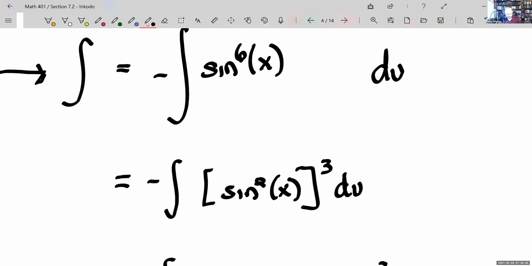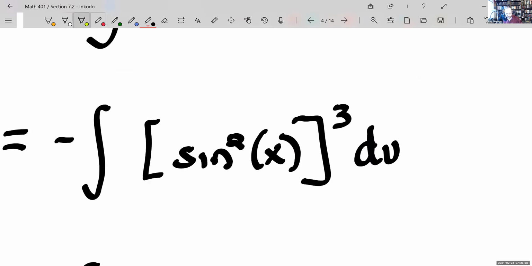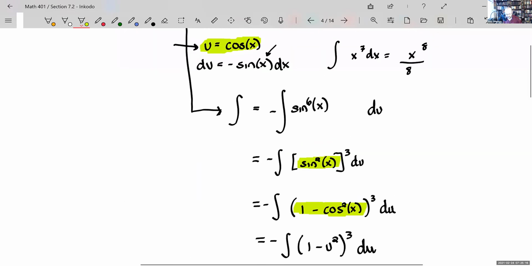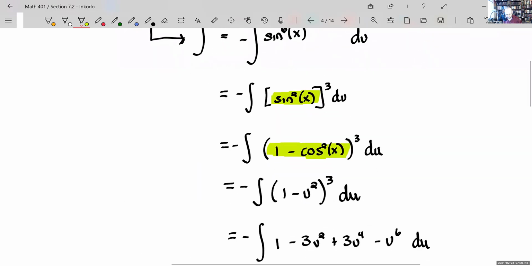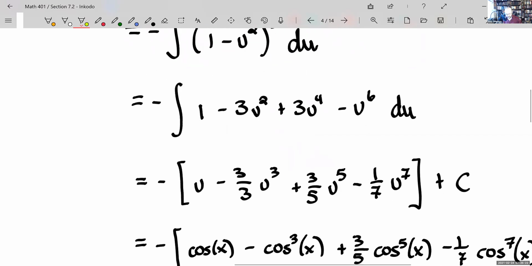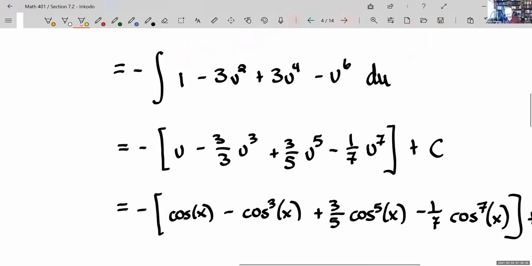That's what sine to the 6 is. I'd like to reduce that down to a sine squared if I could, because I know that sine squared is 1 minus cosine squared. And cosine, remember, is what we let u equal. And now we're back down to a polynomial. Multiply it out and integrate and resubstitute in the end.